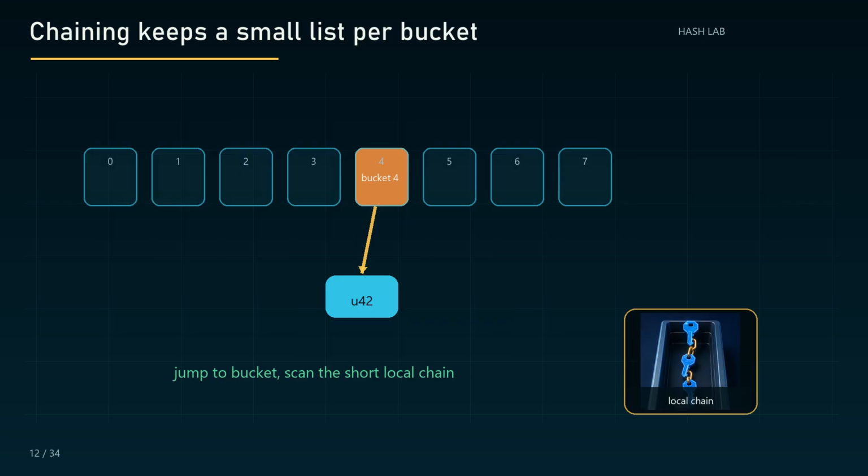One repair plan is chaining. Each bucket points to a short list of records that landed there. Lookup jumps to the bucket, then scans only that small list. If the hash function spreads keys well and the load stays controlled, those lists remain short.